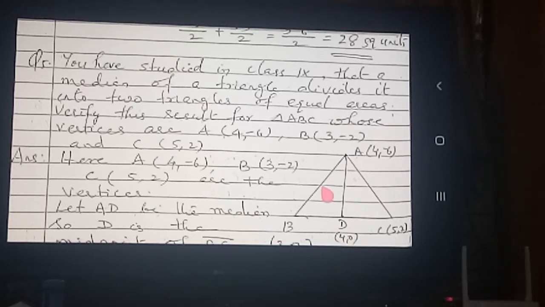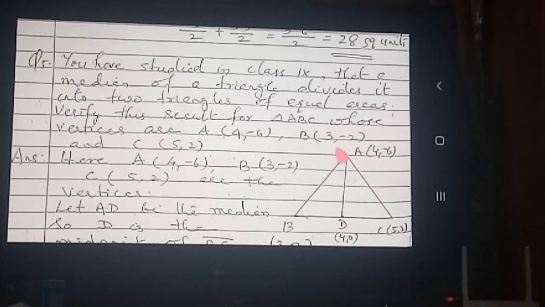Understood what I said? So you have studied in class 9 that a median of a triangle divides it into two triangles of equal areas. So if AD is a median, the meaning is that the area of triangle ABD and the area of triangle ACD are equal. That we have to prove. We have to verify the result by using these vertices. What are the vertices? A is 4, minus 6, B is 3, minus 2, and coordinate of C is 5, 2.